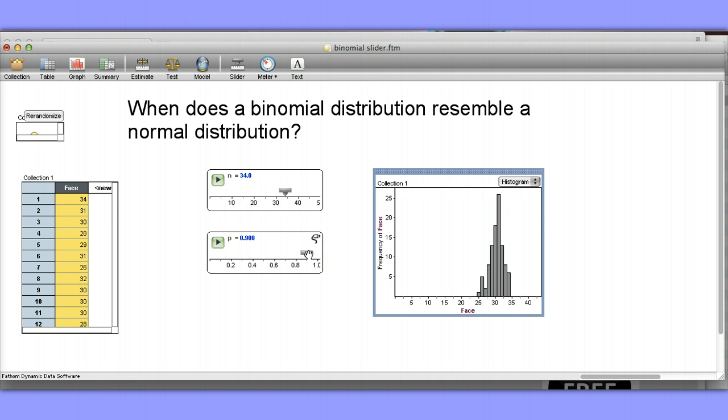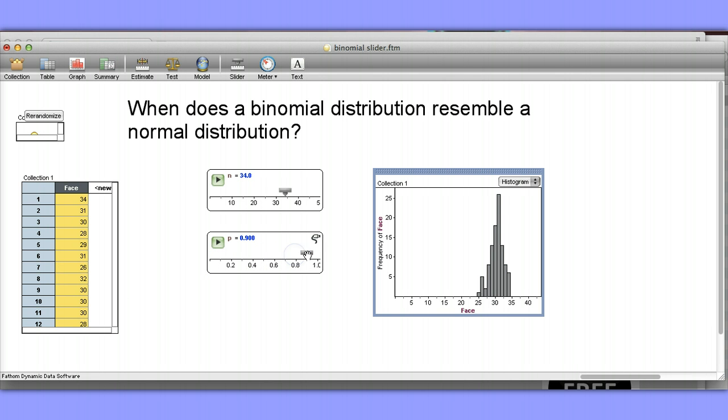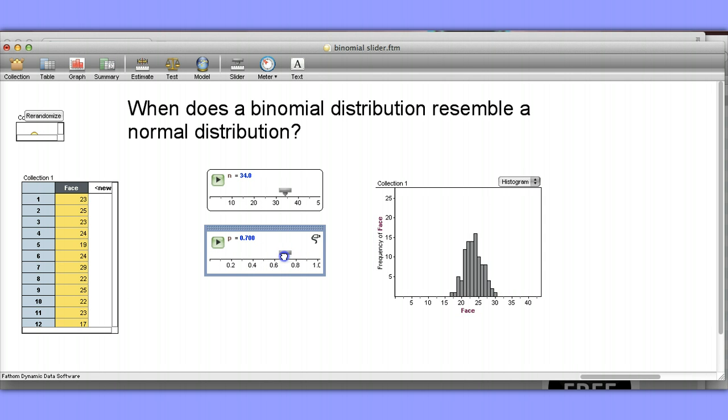For us to have at least 10 successes and 10 failures, we wouldn't be talking about a probability of success of 90%. We'd want a probability of success of around 2/3. So let's move that down here and just see what that looks like when we get around 2/3. A little bit better, but still not exactly normal, and clearly not normal on the extreme values.